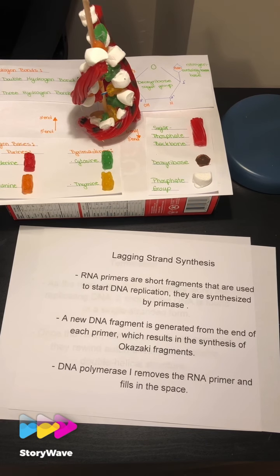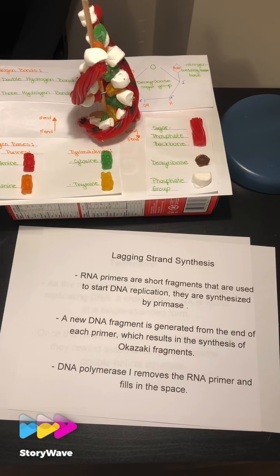Once each primer is added, a new DNA fragment is generated from the end of each primer, which results in the synthesis of the Okazaki fragments, which are a series of short fragments of DNA that each begin with a section of RNA. Eventually, another DNA polymerase enzyme, DNA polymerase 1, removes the RNA primer and fills in the space by extending the neighboring DNA fragment. The Okazaki fragments are then joined together by the enzyme DNA ligase.